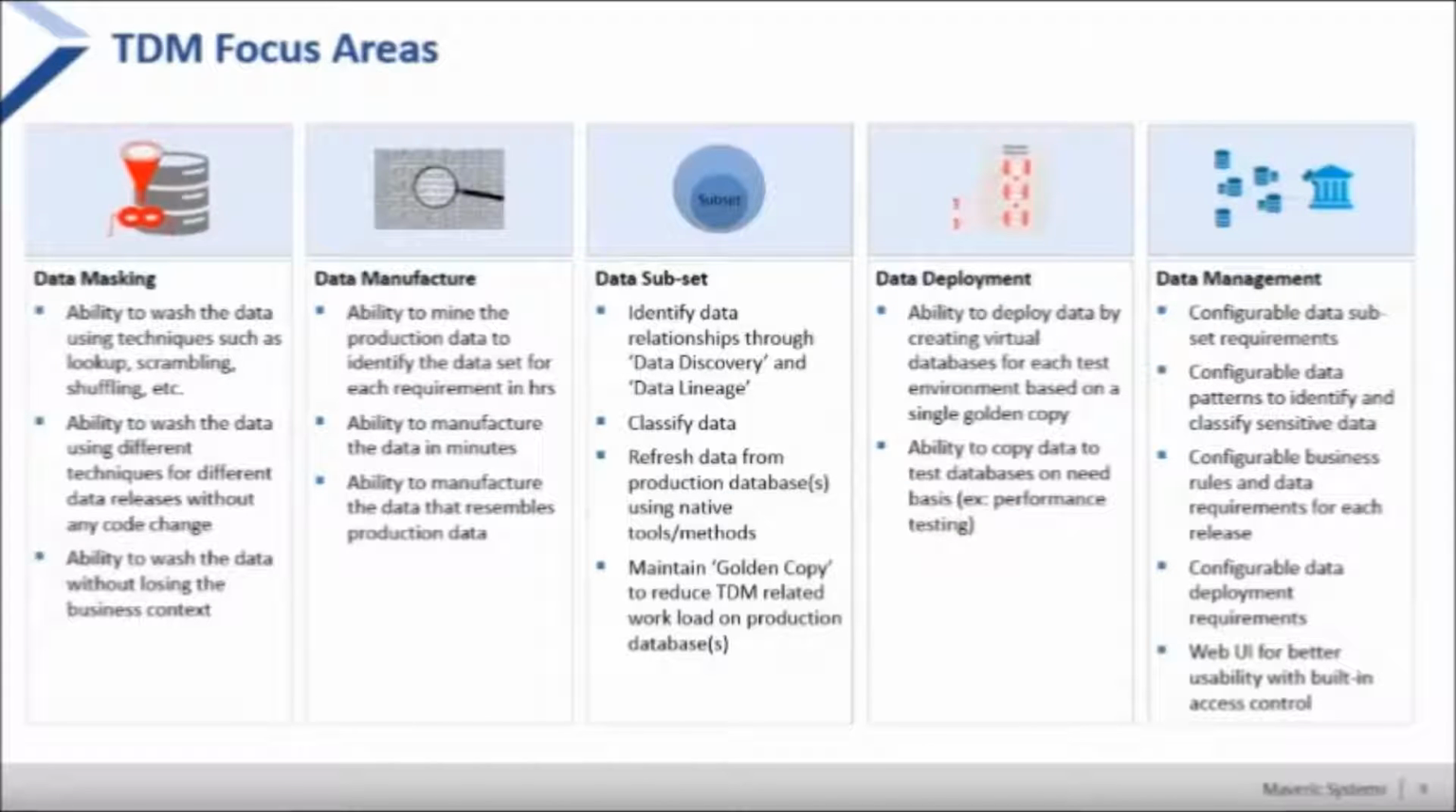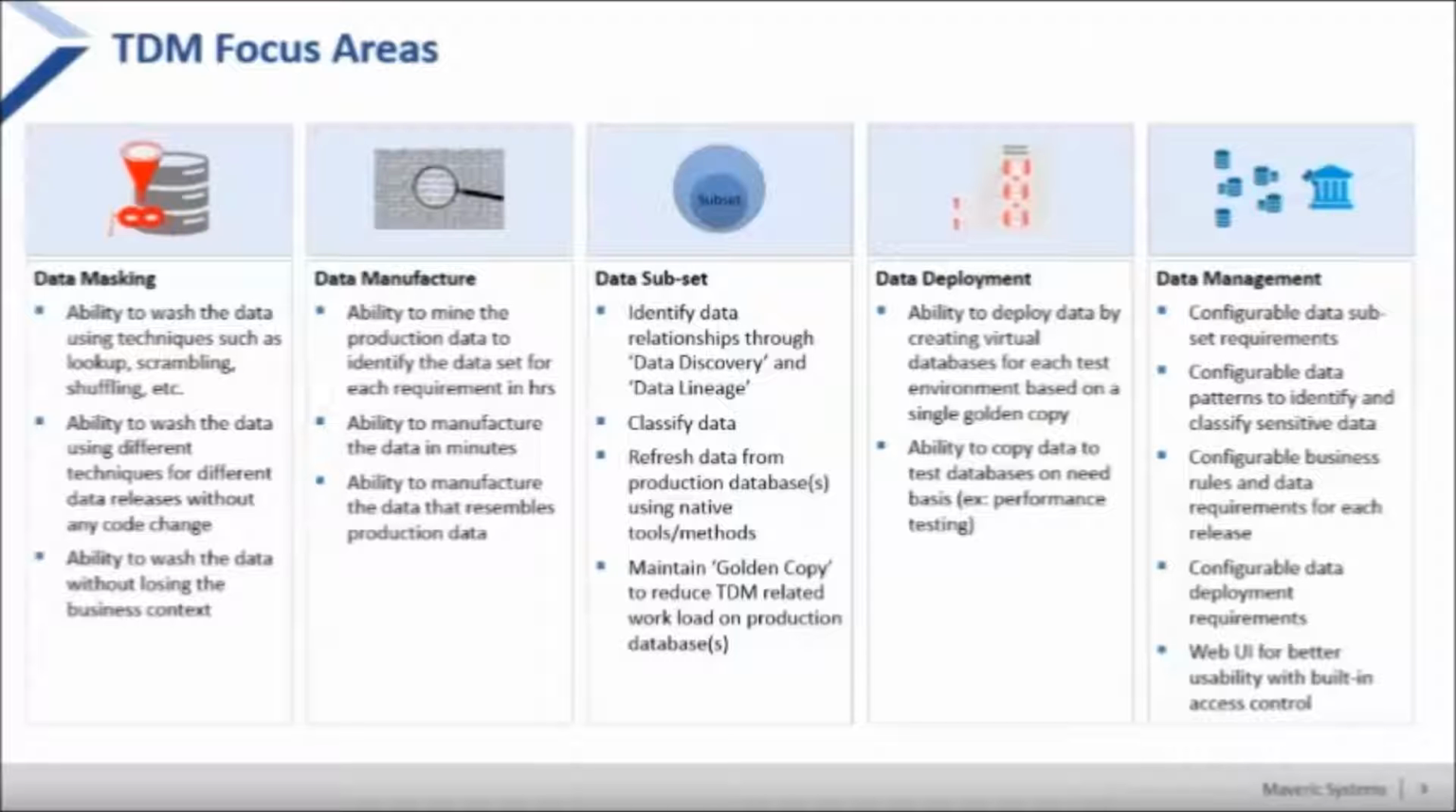We are now focusing on not just 4, there are 5 areas that we are focusing on when TDM is implemented. The first is, as we talked about, the prime critical one, which is sensitiveness. So we need to ensure the data is properly masked, and there are different methods available like lookup, scrambling, shuffling, all those things.